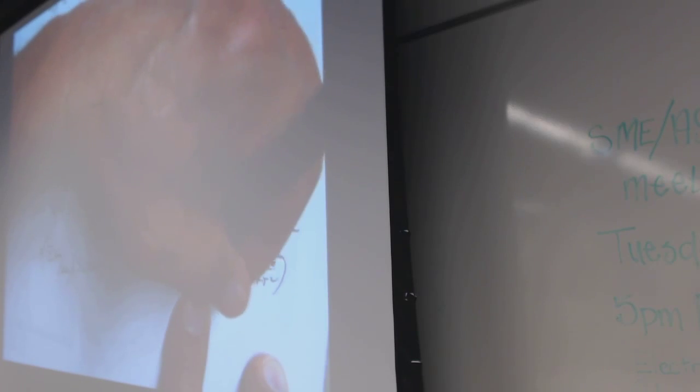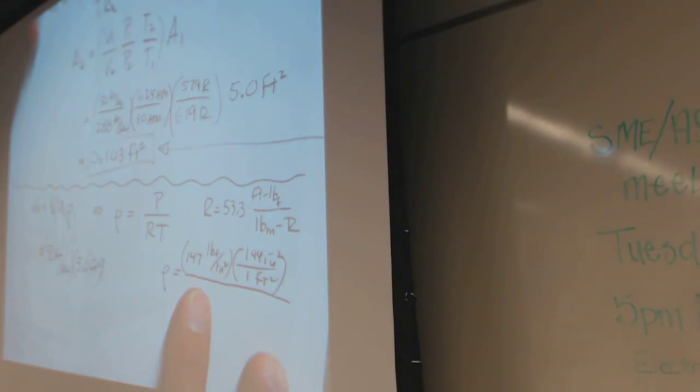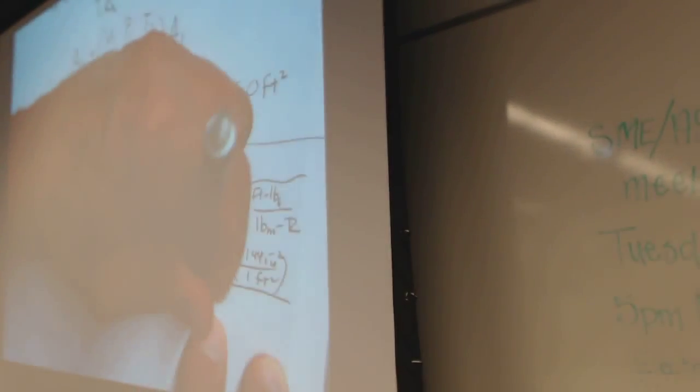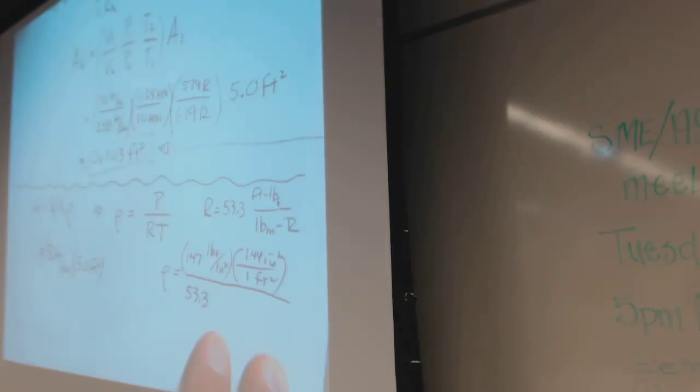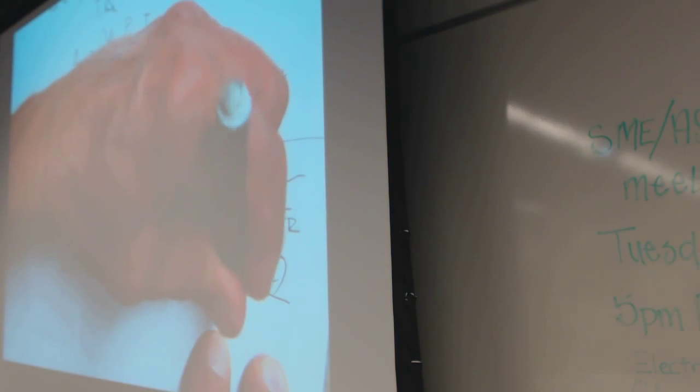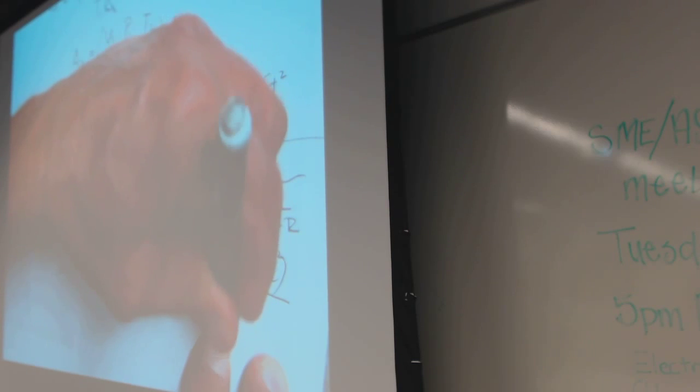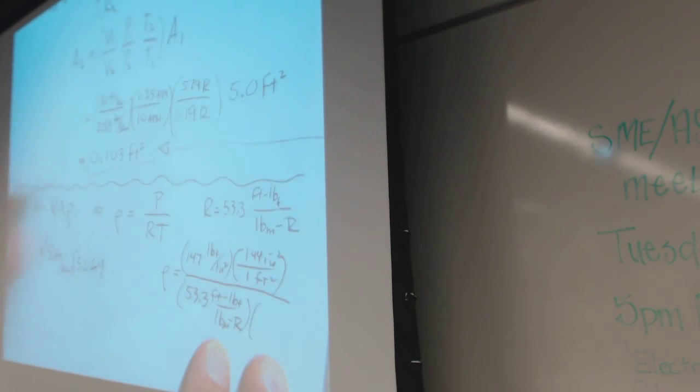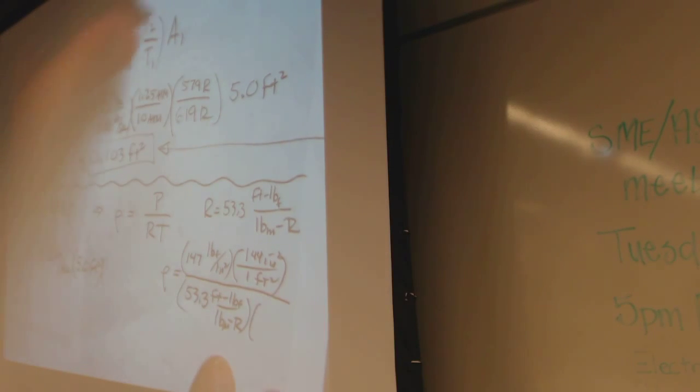Everything else is in feet, so I'm going to have to turn this into pounds per square foot. So I'm going to say 144 inches squared is 1 foot squared. We got a value of R, 53.3 foot pound force per pound mass Rankine. My inlet temperature, T1 in Rankine degrees, was 619 Rankine.